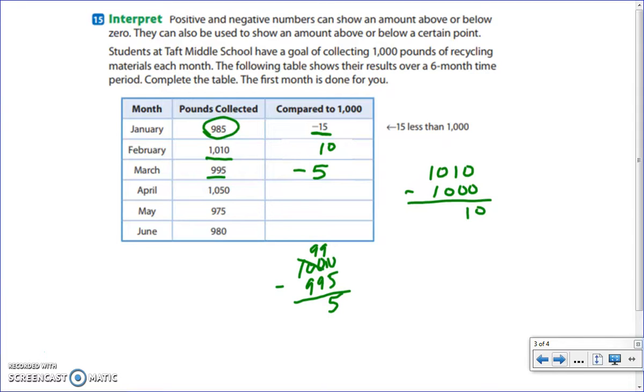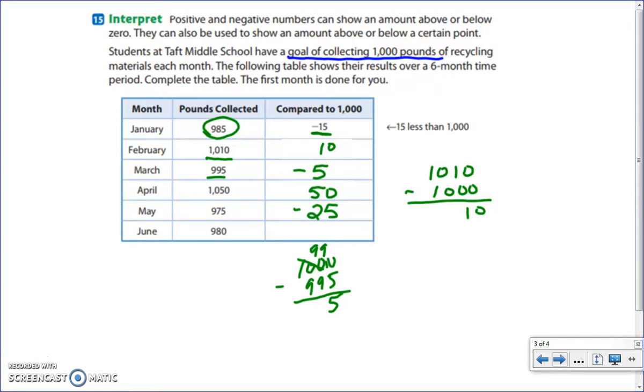And the reason I'm comparing to 1,000 is because their goal was 1,000 pounds. So you actually read the question and make sure you understand what their goal is, or it's going to be difficult to figure out positives and negatives. So 1,050 is 50 above their goal. So we could represent that with 50. 975 is below their goal. It's below their goal by 25. So I could represent that with negative 25.